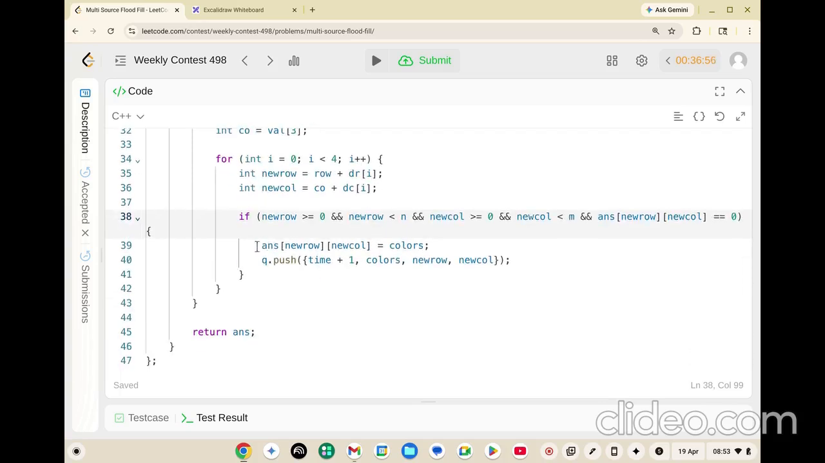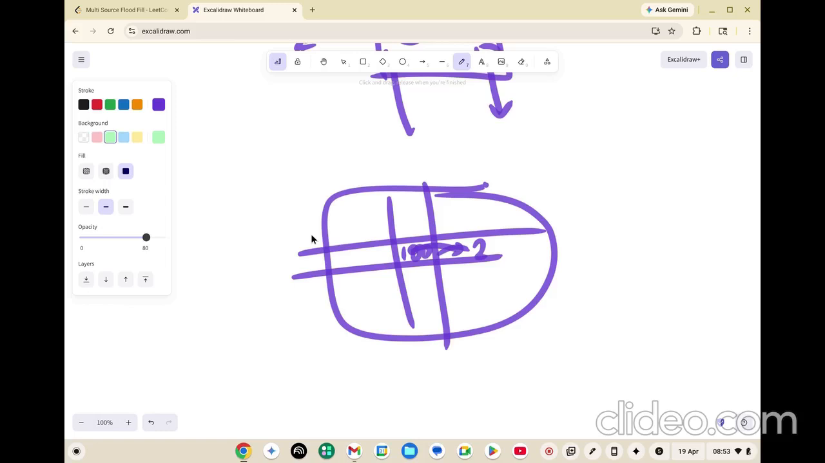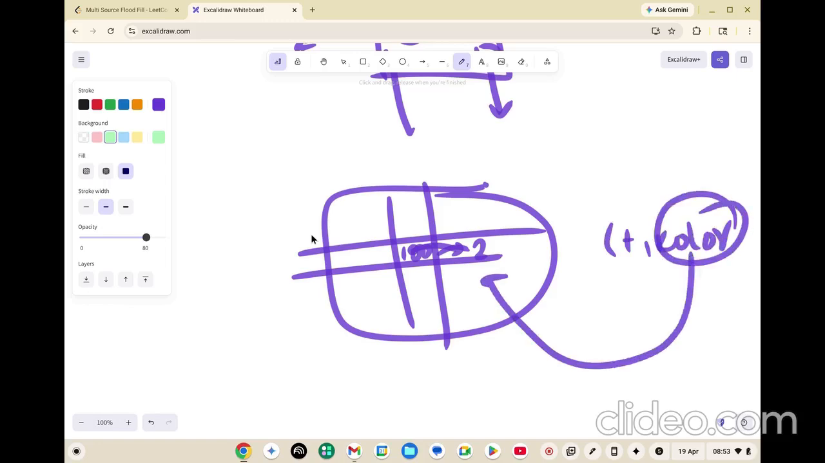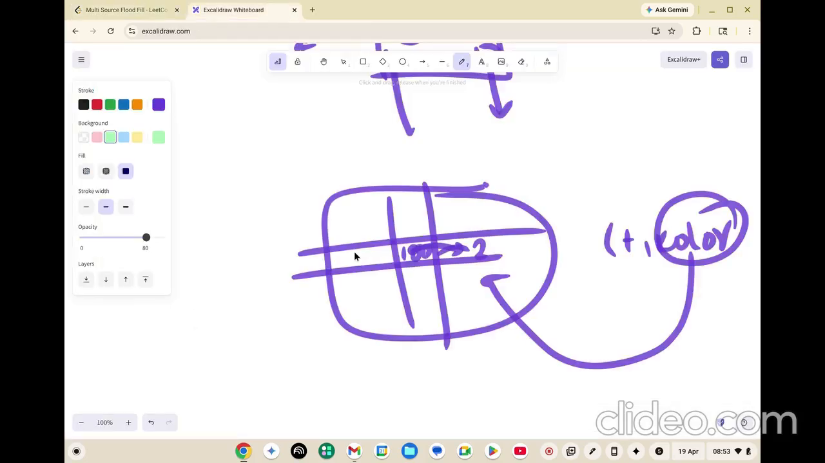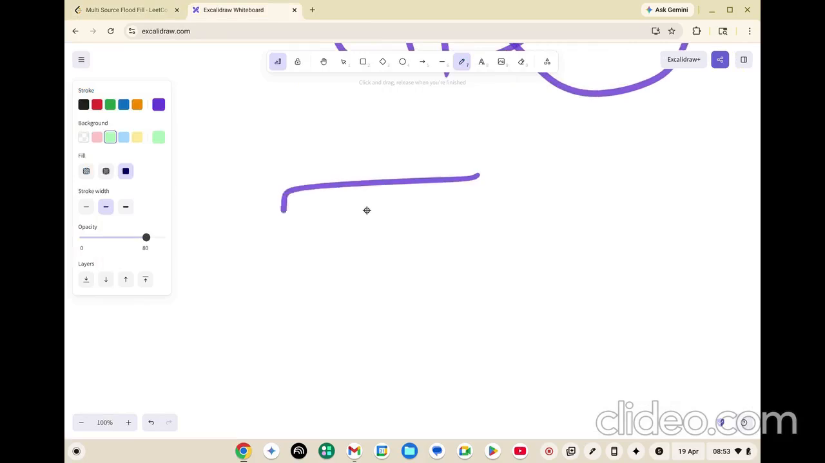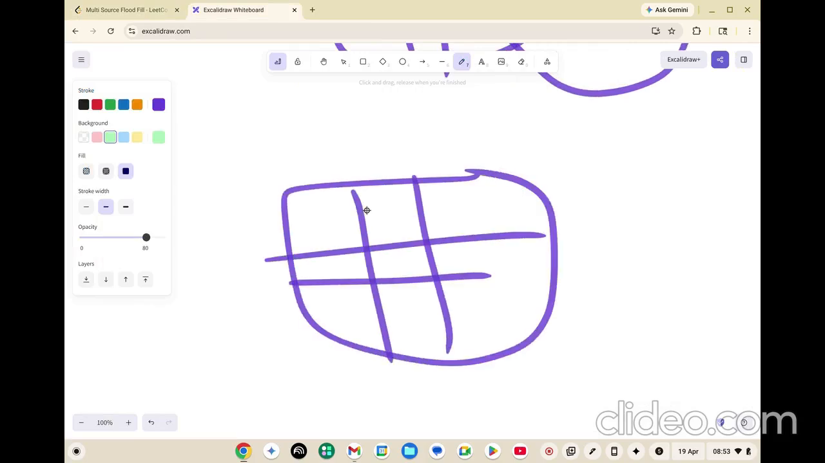You will mark answer of new row and new col as whatever the color which you had at the current position, right? As we saw, whatever the time value was there and we had a color, we pick this color and mark the neighbor as that color only, right? And push that value with time plus 1. I hope this is clear why we are pushing time plus 1. Let's say we were on this cell, and we wanted this cell to be colored. Now this cell, let's say it got colored X, right?